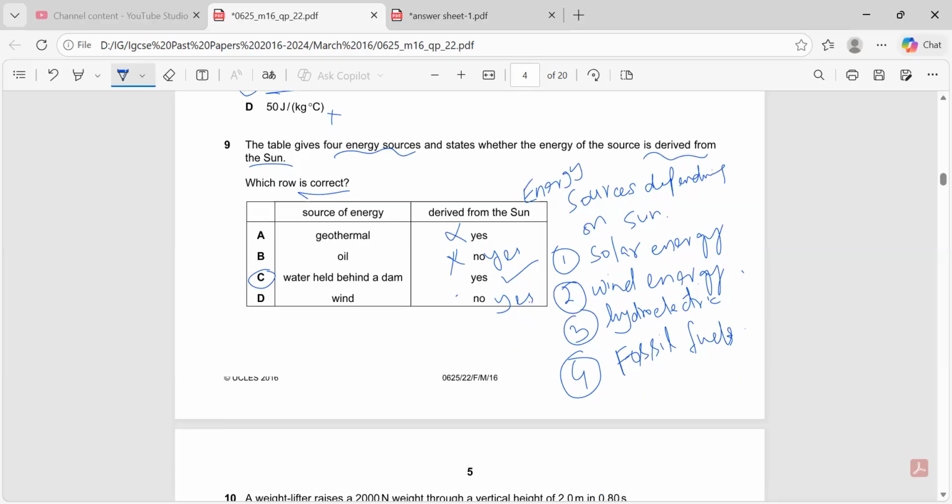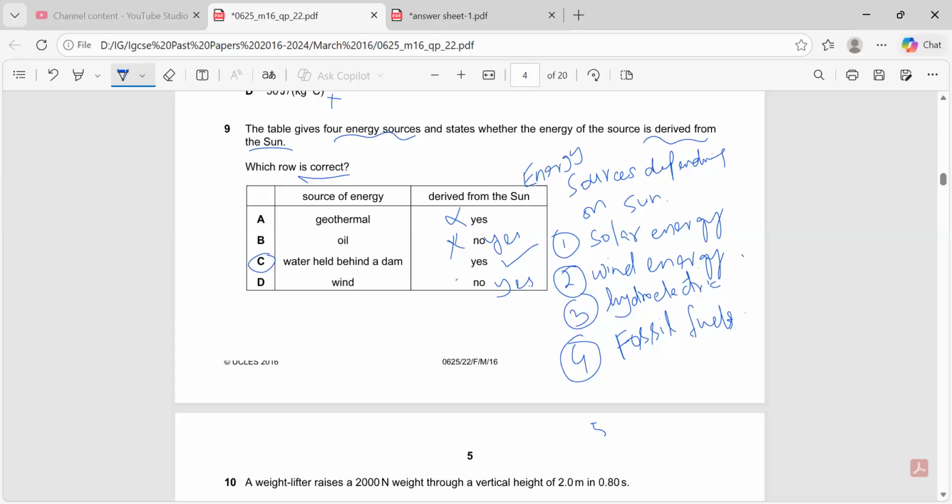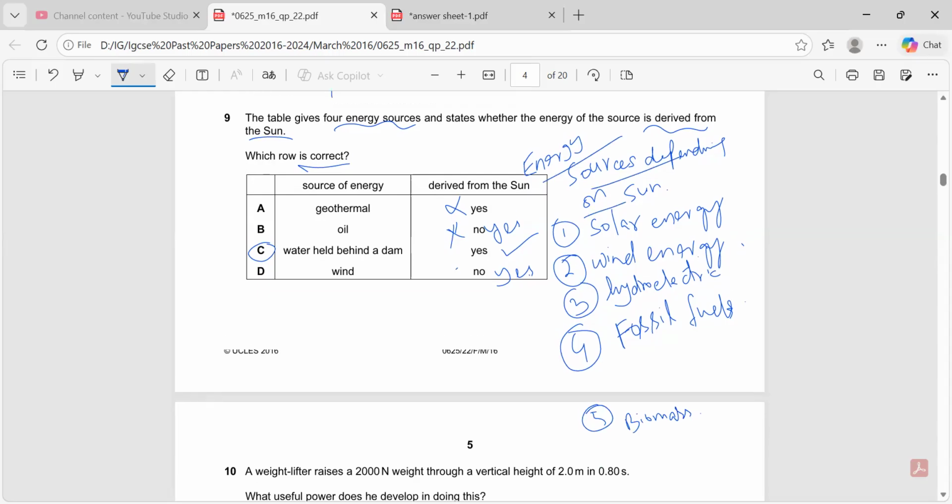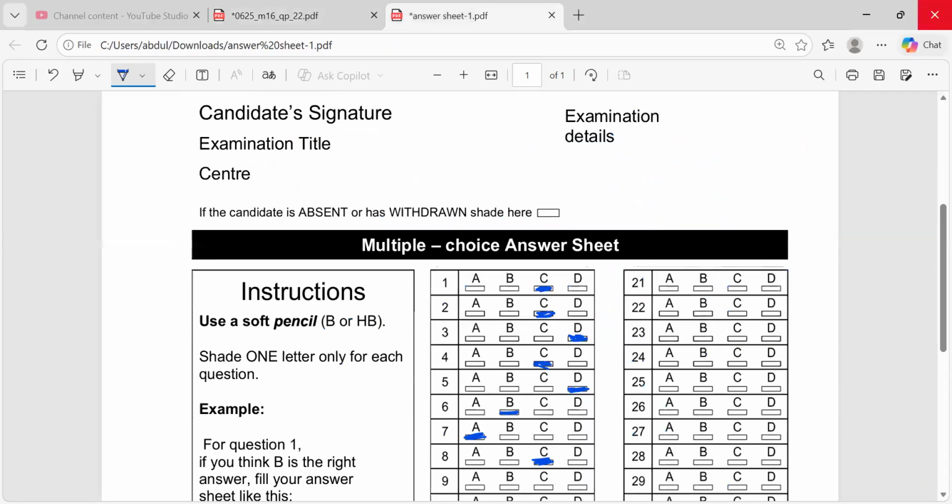And then number five, biomass, like biofuels. So these are the five sources of energy which depend on the sun. You can check the notes I have already written in chapter number 7 at the end. You can study them; we have discussed this already. So question number 9 is C.